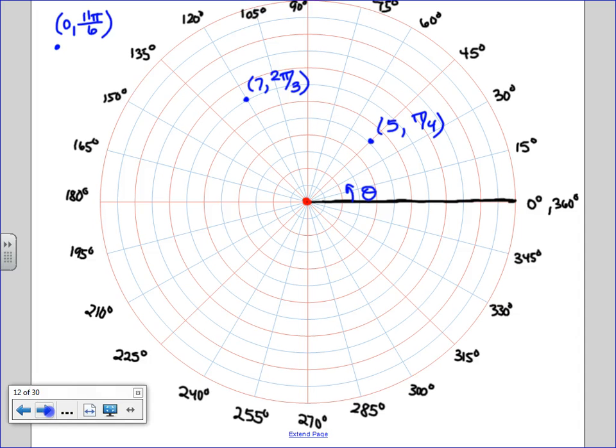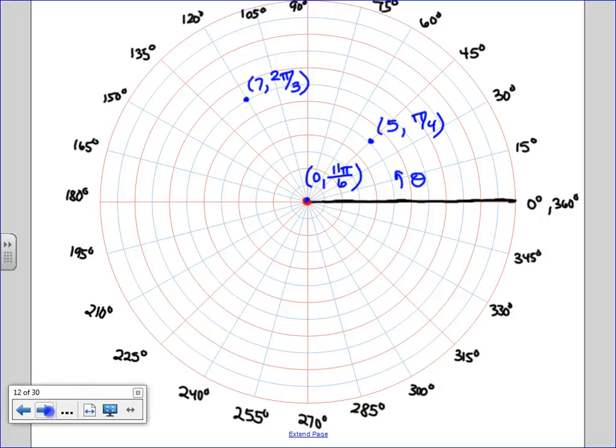Where would that one go? That way. It's in the middle. You could say 11 pi over 6 would be 30 degrees under, right? Yes. But the problem is, where's 0? Right there, right?